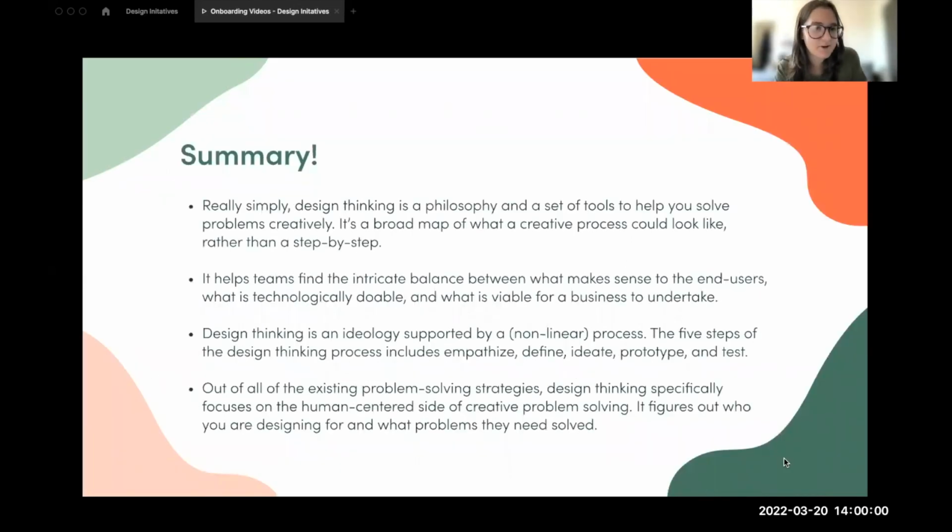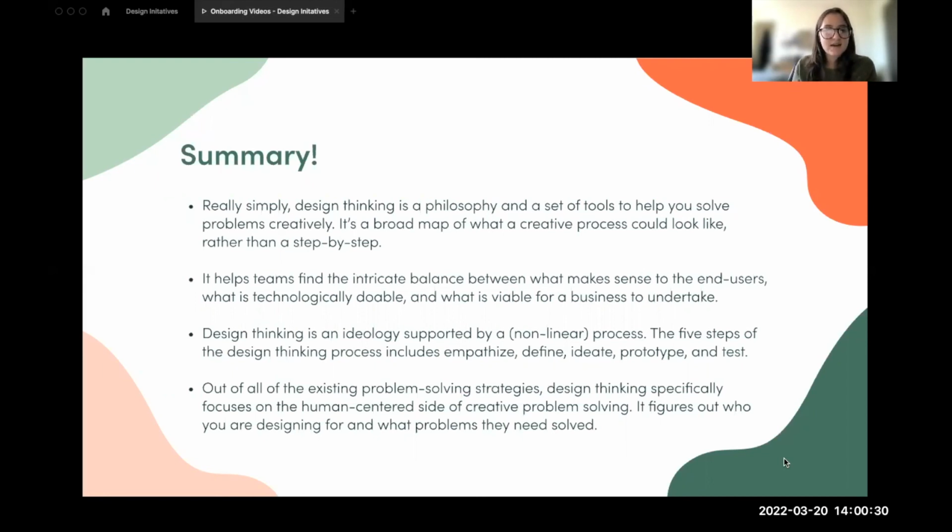Okay, in summary, design thinking is a philosophy and a set of tools to help you solve problems creatively. It's supposed to be a broad map of what a creative process could look like rather than a step by step recommendation. It helps teams find the intricate balance between what makes sense to end users, what is technologically doable, and what is viable for a business to undertake.